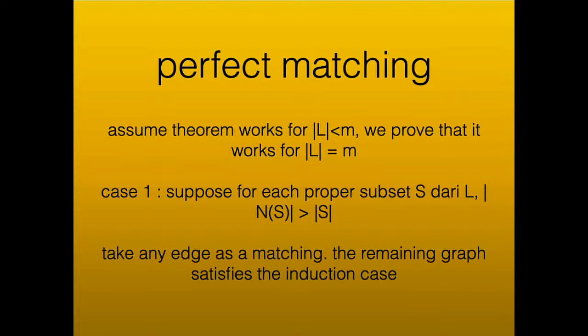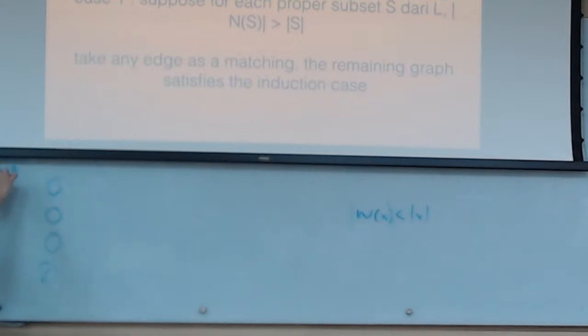Okay, basically, the proof of why this works is that we do it by induction. Let's say we want to prove why it works for size of L equals 4, and we already know that it's true for size of L smaller than 4. Then we first check whether each proper subset S, proper subset meaning a subset but not containing everything, has the size of N(S) greater than the size of S.